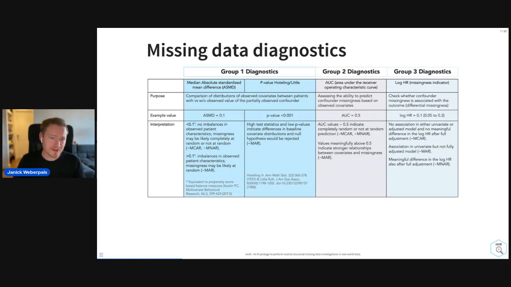And analogous to that, there are also formal statistical tests according to Little, which are basically multivariate t-tests or chi-square tests that give us a p-value for exactly this comparison.